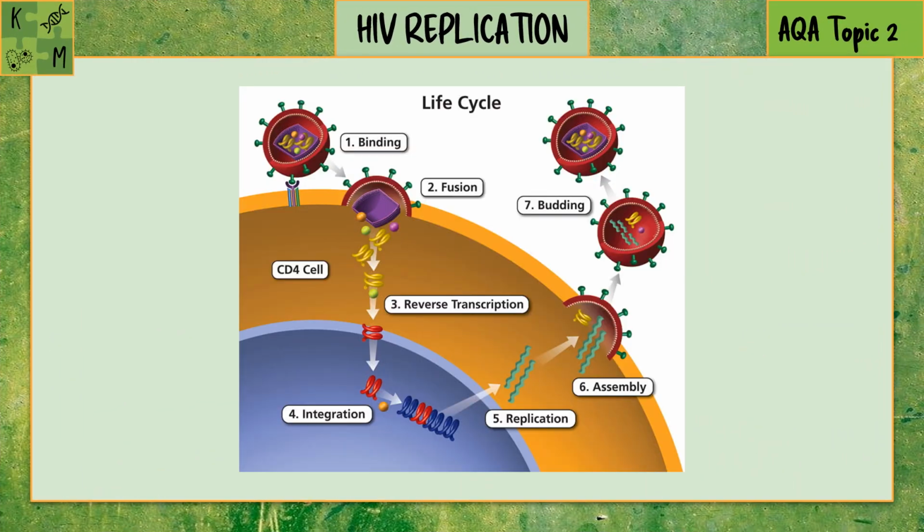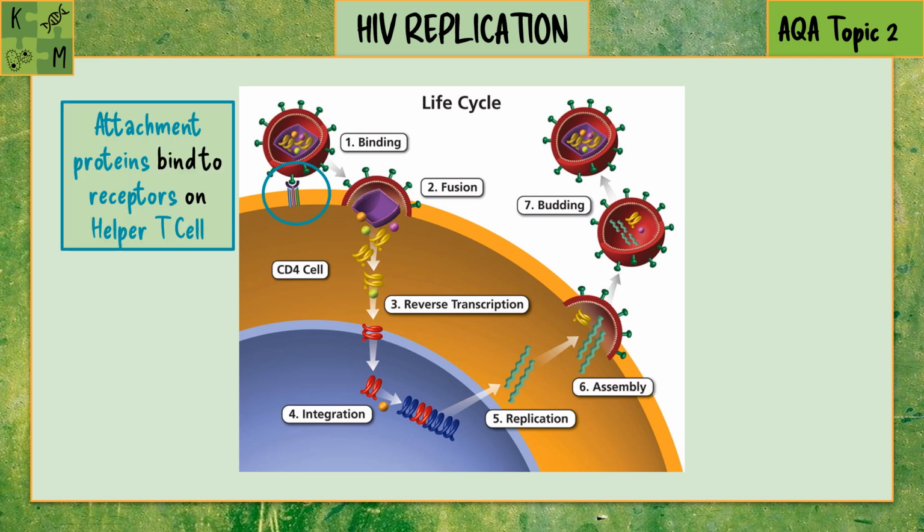The host cells for HIV are helper T cells. These cells have a receptor on their cell surface membrane. You may hear this referred to as a CD4 receptor. The attachment proteins on HIV are complementary to this receptor, and so when they bind the receptor, the protein capsid and its contents, including the RNA genome, can enter the helper T cell.